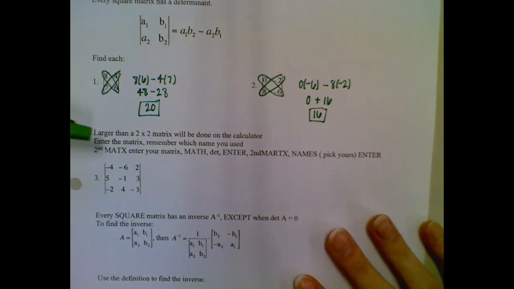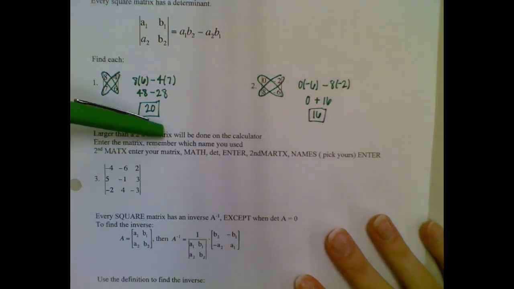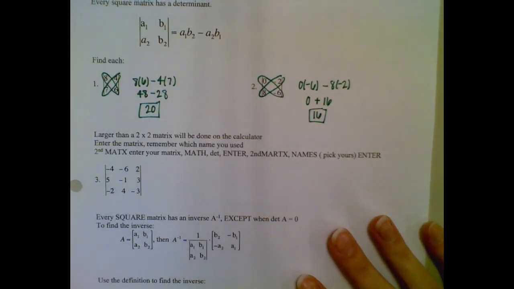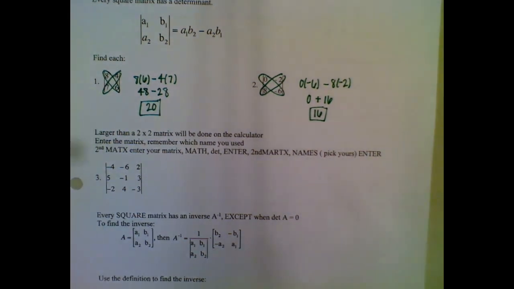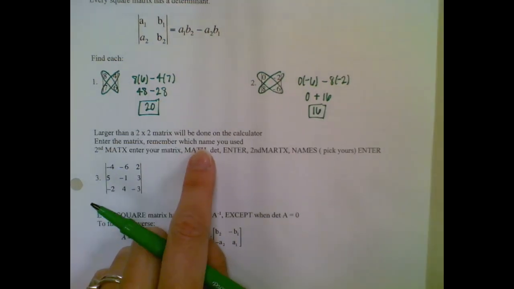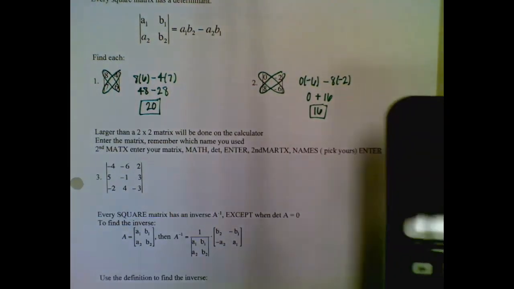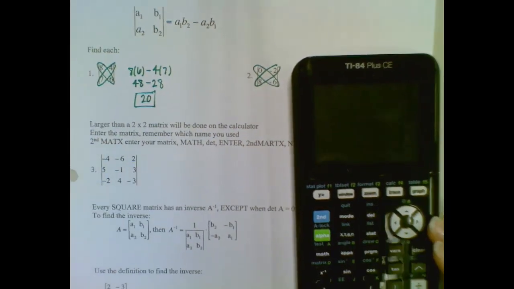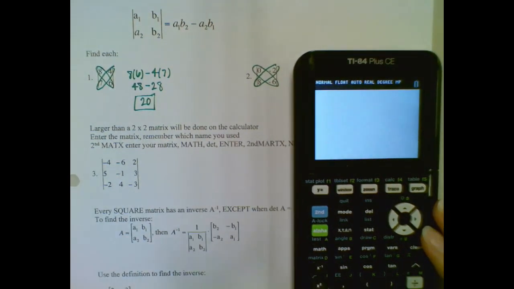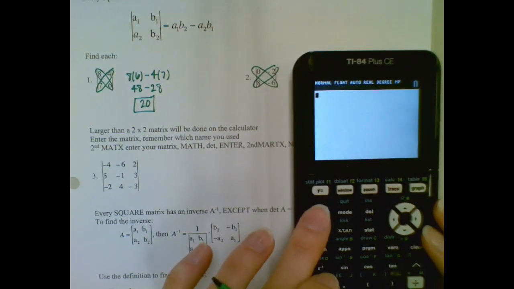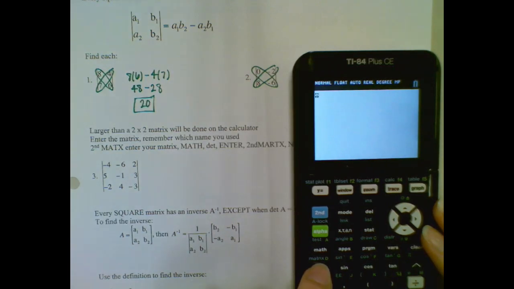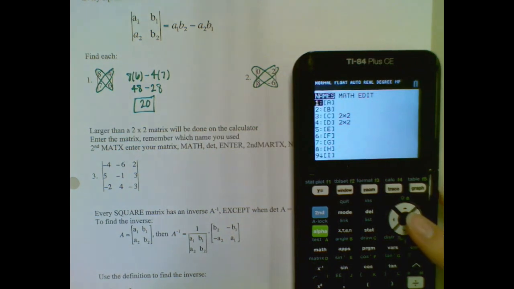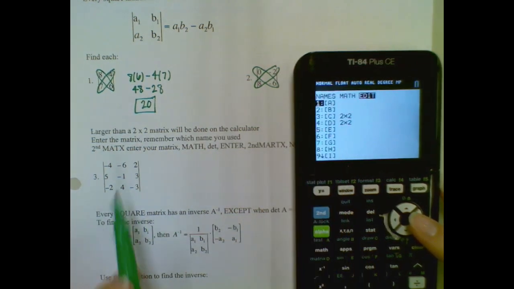All right, anything that is larger than a 2 by 2 matrix, we will do on the calculator. To enter the matrix into the calculator, you first need to remember which one you name the matrix in your calculator. But let's go ahead and do that. So turn on your calculator, and you're going to hit second matrix right here. It's this button, the little X to the negative first. It says matrix above there. And you want to scroll over to edit, and I'm going to label this as matrix A.